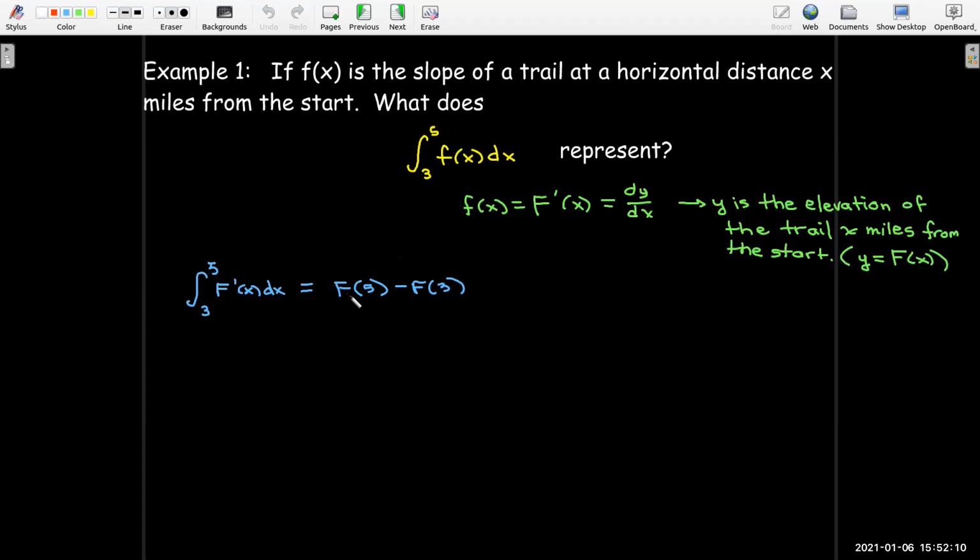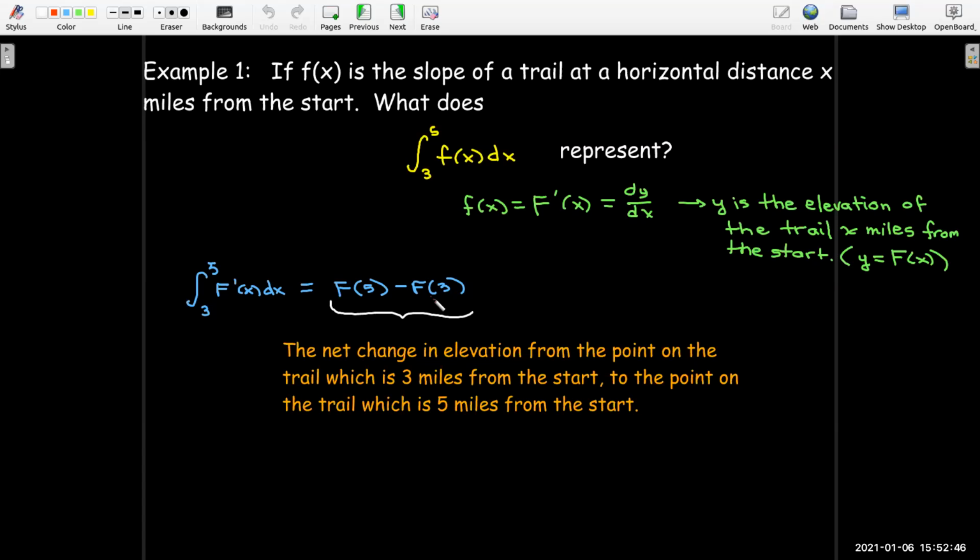Well, uppercase F, we said, is the elevation of the trail x miles from the start. So uppercase F of 5 would be the elevation of the trail 5 miles from the start. And uppercase F evaluated at x equals 3 would be the elevation of the trail 3 miles from the start. So this is just the net change in elevation.